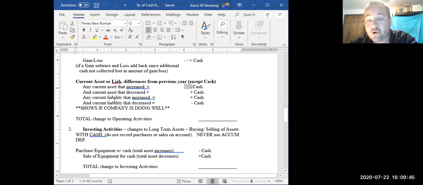And then we're going to go to our current liabilities. So we're going to skip the long-term assets. That's going to go in a different section. And we're going to go into our current liabilities. And it's going to be just the opposite.